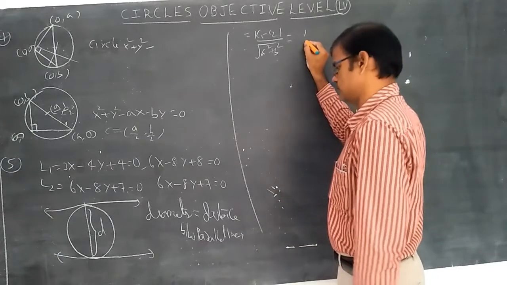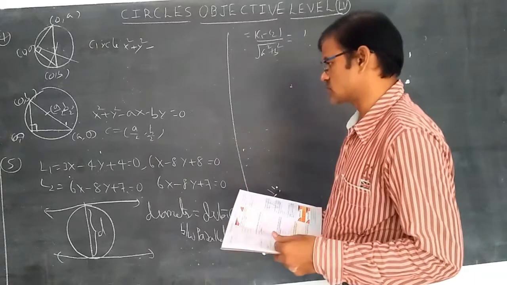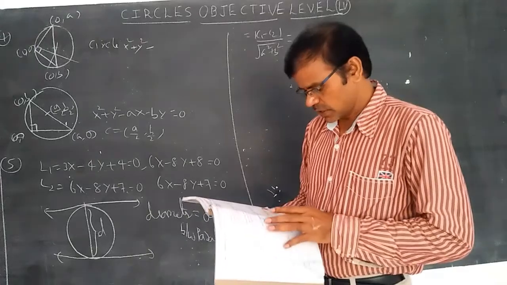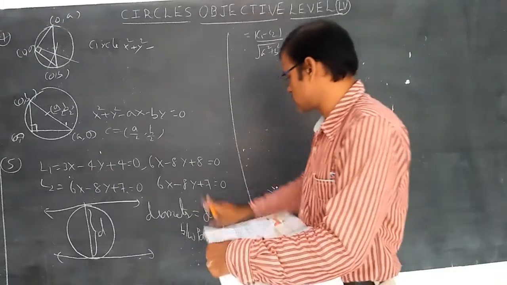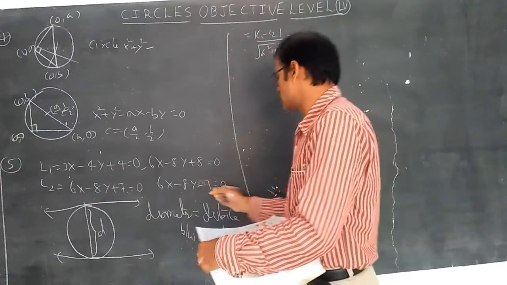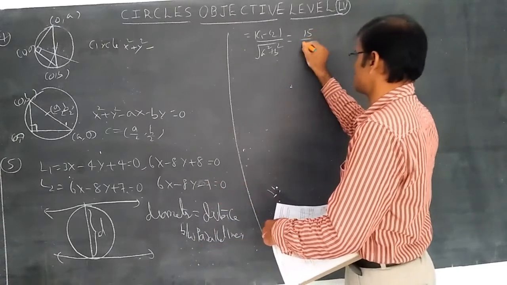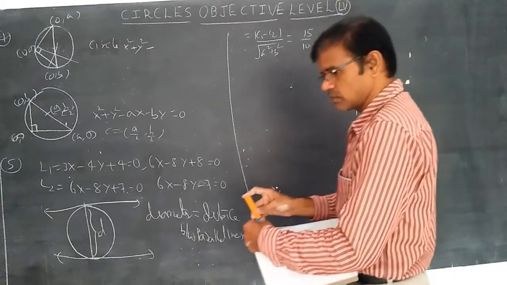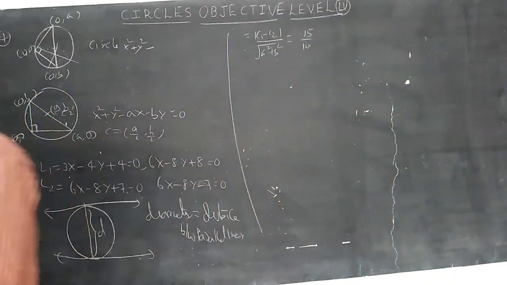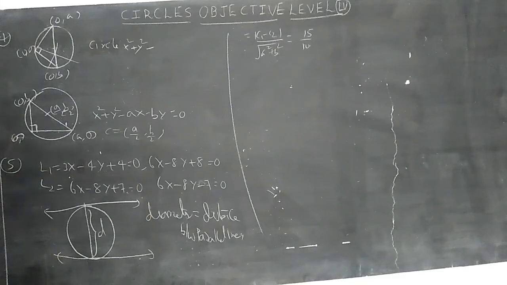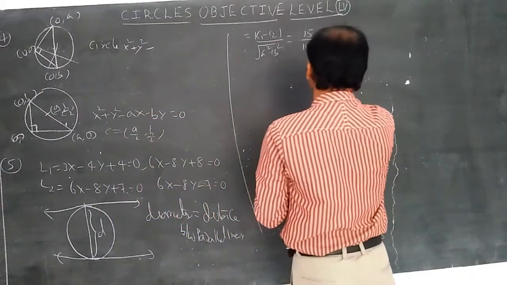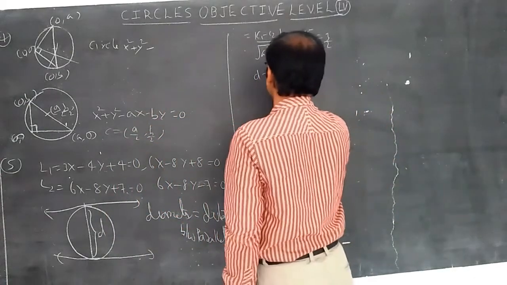So 1 by 8, taking the line 3x minus 4y plus 8. Here the line 3x minus 4y plus 4, this is minus 7. So 8 minus of minus 7, 15 by 10. 15 by 10, dividing by 5 will be 3 by 2. 3 by 2 is the diameter. Then we can say that here D is equal to 3 by 2.